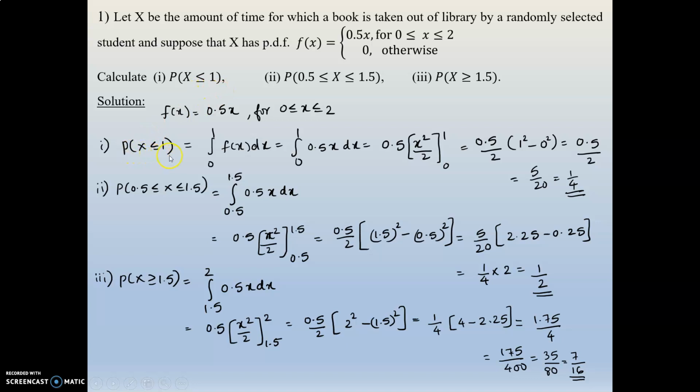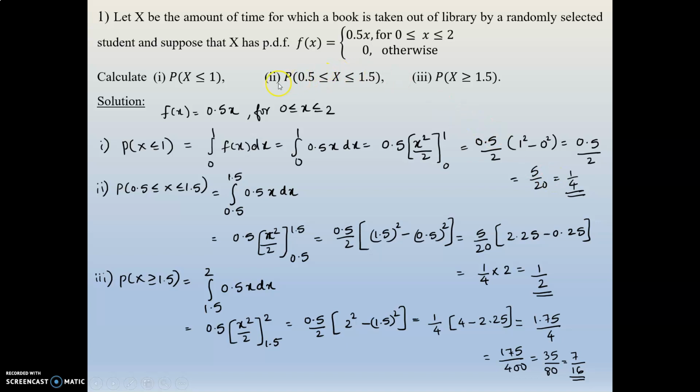Consider that function. Here the lower limit is not given, so we can take the lower limit as 0 and the upper limit is given as 1. So integral 0 to 1 f(x) dx is equal to integral 0 to 1 0.5x dx, which is 0.5 times the integral of x dx, that is x square upon 2 from 0 to 1. That's equal to 0.5 upon 2 times (1 square minus 0 square), upper limit square minus lower limit square, which is 0.5 upon 2. This can be written as 5 upon 20, that's equal to 1 upon 4.